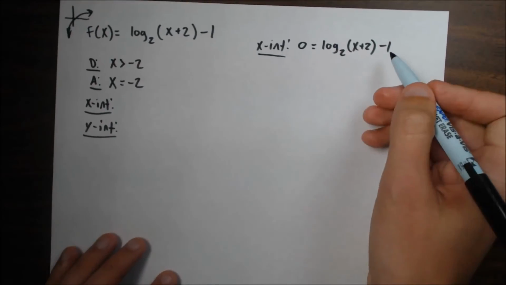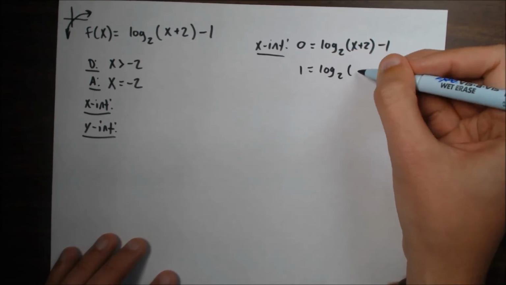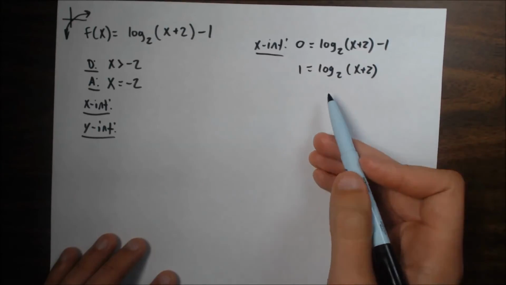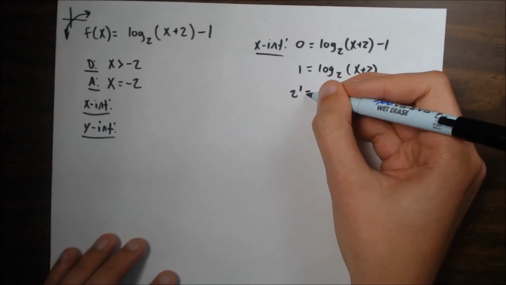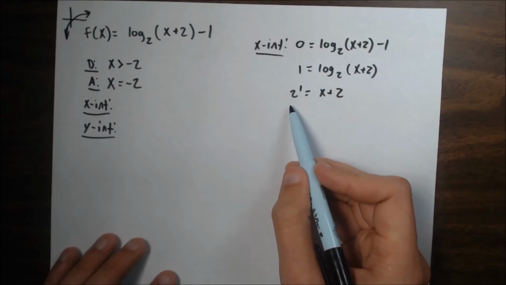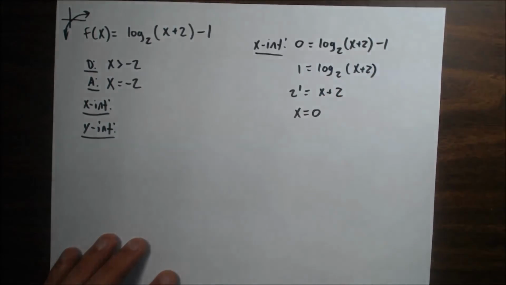And now I got to solve that. So I'll add 1. Okay, now I've just got the logarithm by itself, so I'm going to rewrite the logarithm as an exponent. I'm going to say 2 to the first equals x plus 2. Well, 2 to the first is 2, so I'm going to subtract 2 from both sides. I see x equals 0.